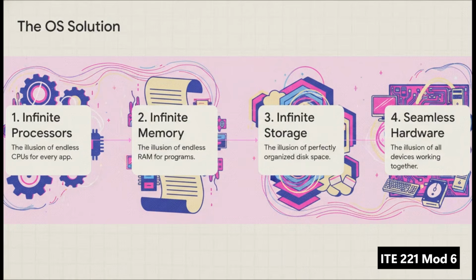So how does it pull this off? Well, the OS is basically a master illusionist, and it's performing 4 incredible tricks every single millisecond. It creates the illusion of infinite processors, endless memory, perfectly organized storage, and makes all your different hardware components work together seamlessly. So let's break down the magic.